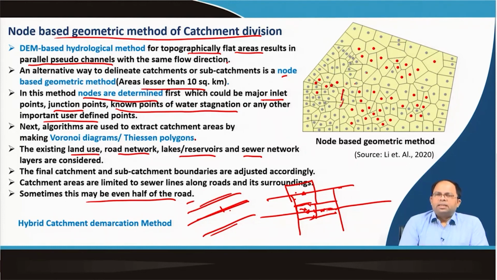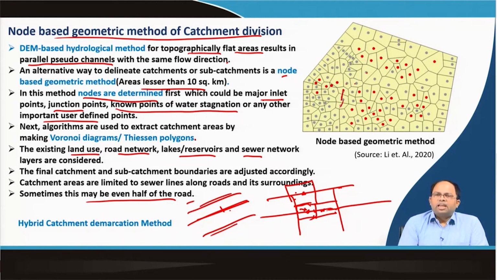So, in some urban areas, this node based geometric method is fine, but in some cases this is inadequate, and we use a combination of both the node based method as well as the other method, which is the DEM method, where we delineate or determine the natural stream orders or the natural stream channels. We determine those things, and we can combine both to formulate the final network or sewage network for a particular area.